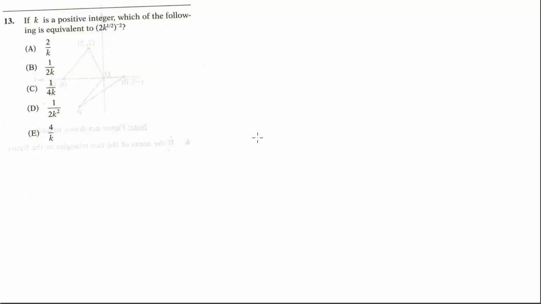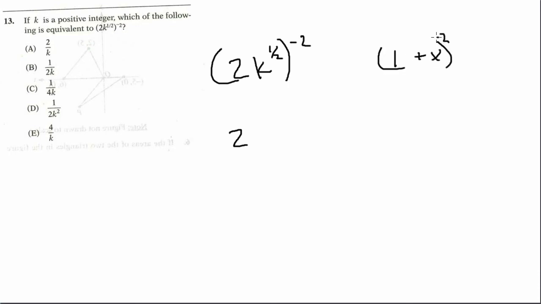Alright, if k is a positive integer, which of the following is equivalent to (2k to the 1/2) all to the minus 2 power? Okay, well, let's get rid of the parentheses here. We multiply this minus 2 power by everything inside, which you can only do if there's not a plus sign inside of here. So like if you had (1 plus x) to the minus 2 power, you can't just distribute and make it be 1 plus x to the minus 2. No, you can't do that. But here, there's no plus. There's no order of operations issue.